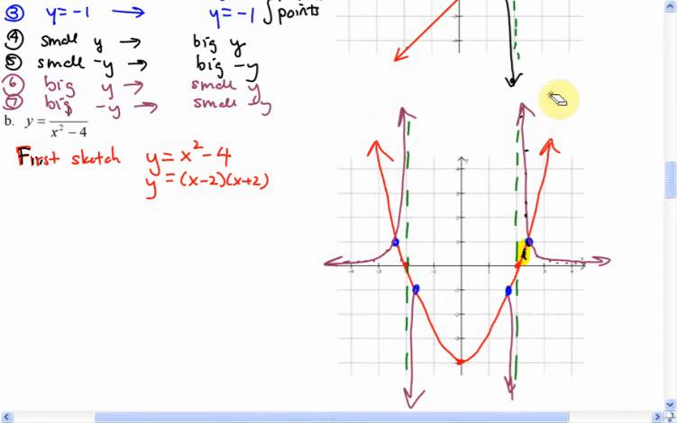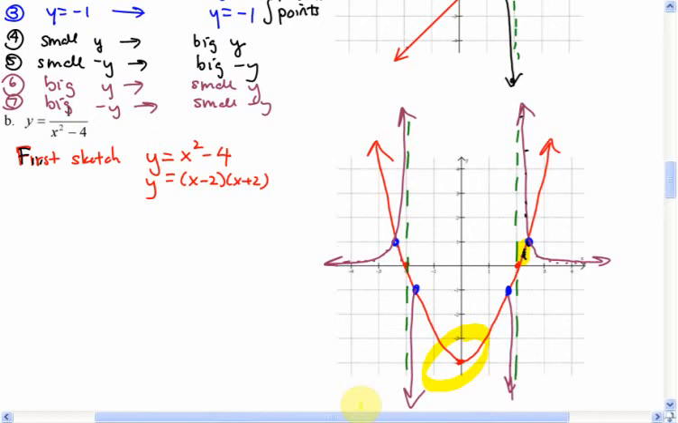And we're almost done. When the original has a big negative y value, the reciprocal is a small y value. So I would consider these like big y values. I know they're not that big, but whatever. What happens to them? They become small.